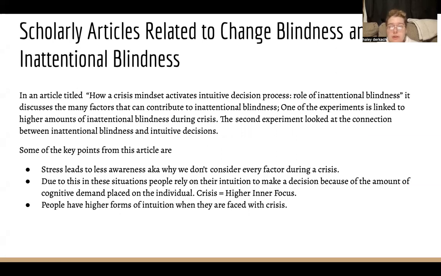Some key points from this article are stress leads to less awareness. Essentially, we don't consider every factor during a crisis. Due to this, in these situations, people rely on their intuition to make a decision because of the amount of cognitive demand that we experience. And think about it. When you're experiencing stress, you want to make a decision quick so you can get away from the stress, so you can feel relieved. Crisis equals higher inner focus. People have higher forms of intuition when they're faced with a crisis. You can't always look at the little details.